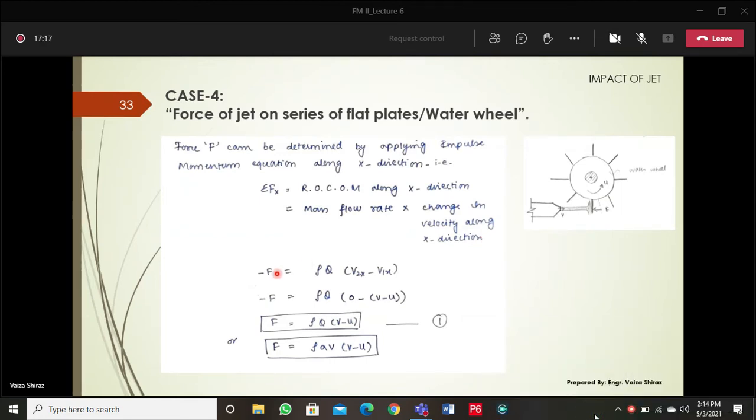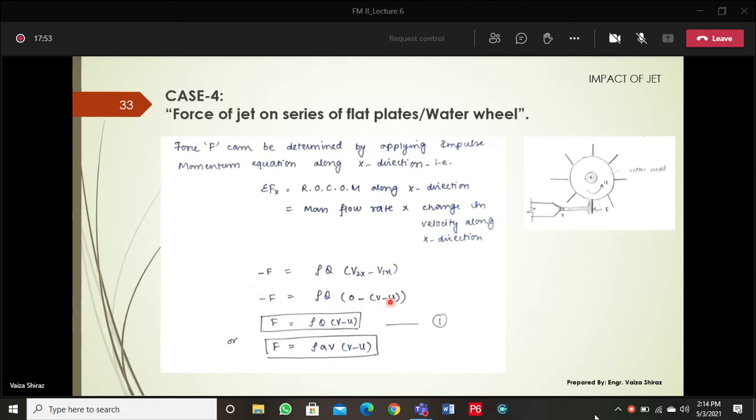Now simplify the equation. You have only one force which is acting in the negative direction, so it is minus F. Now this is the mass flow rate rho Q, which will remain constant in this case. V2x minus V1x. Now what is V2x? That is the component of the velocity along the x direction at section 2, which is when your jet is striking the plate. So we first made the assumption that your jet is striking normally to the plate. So in that case, we don't have any horizontal component, we will only have the vertical component. So this V2x is 0.